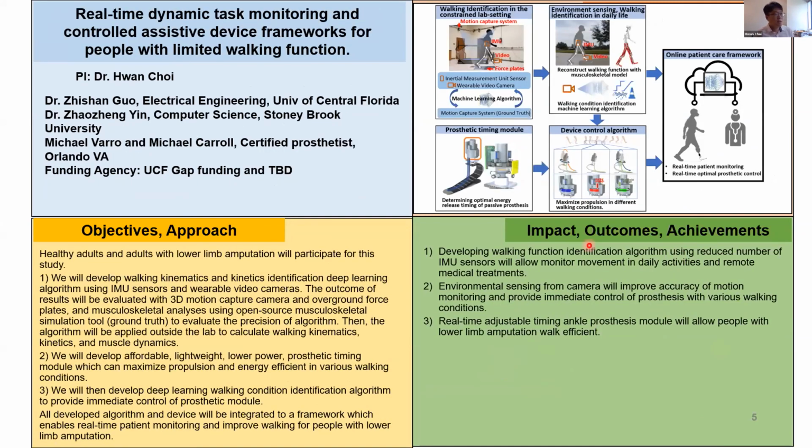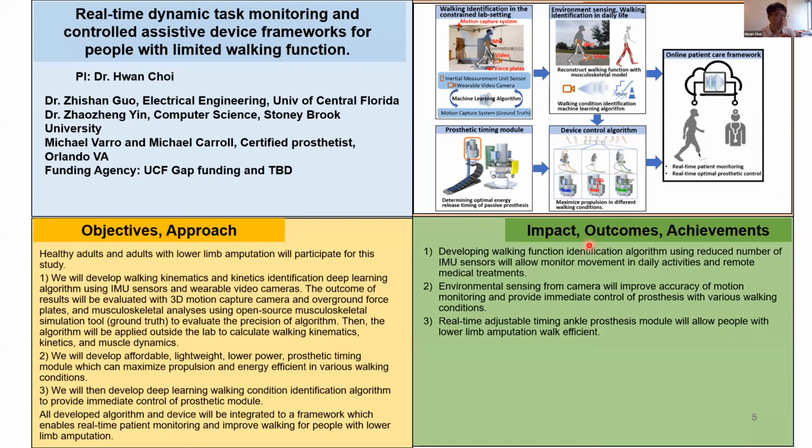And the next step is more about people with lower limb amputation. People with lower limb amputation lose their major muscles, the calf muscle, which plays a really important role in walking. And then they usually prescribe a single passive prosthesis.